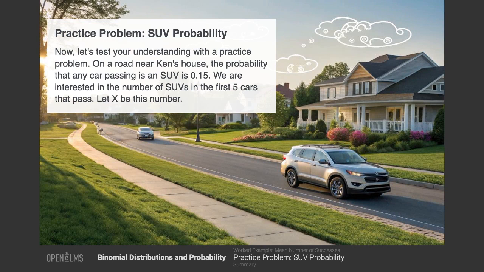Practice problem, SUV probability. Now let's test your understanding with a practice problem. On a road near Ken's house, the probability that any car passing is an SUV is 0.15. We are interested in the number of SUVs in the first 5 cars that pass. Let x be this number.